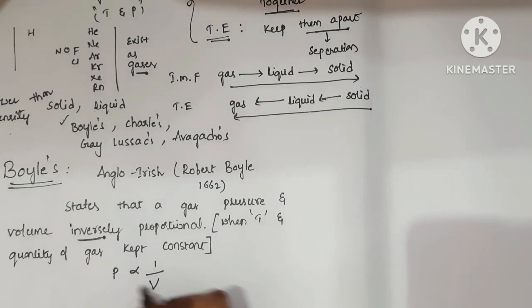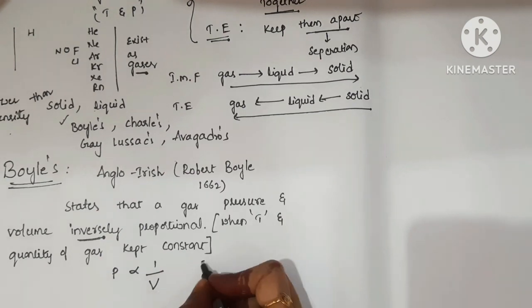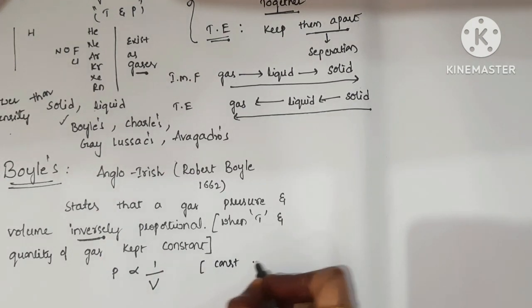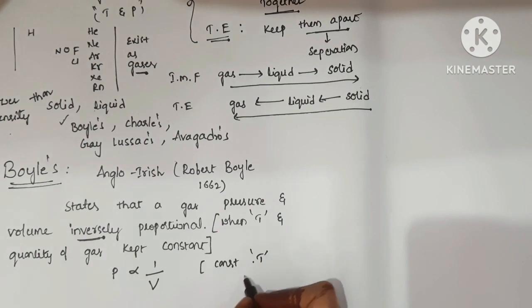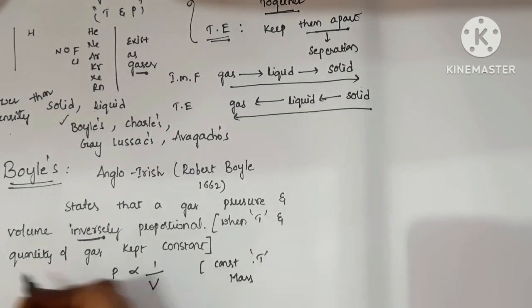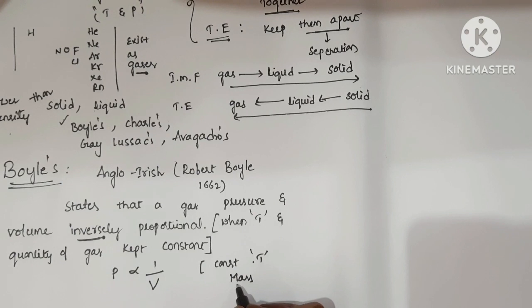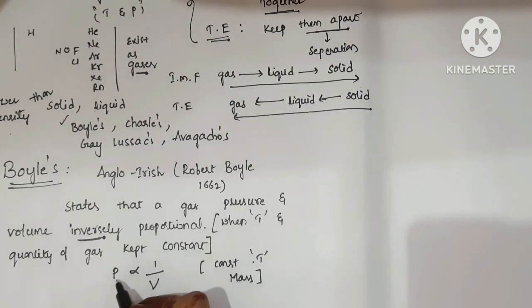That means pressure is inversely proportional to volume at constant temperature and mass. Quantity of gas means mass. If pressure increases, volume decreases. If pressure decreases, then volume increases. Inversely proportional, right?